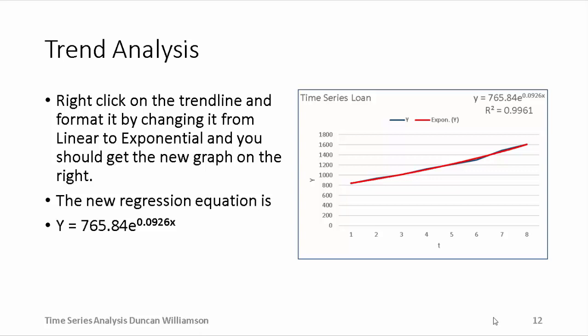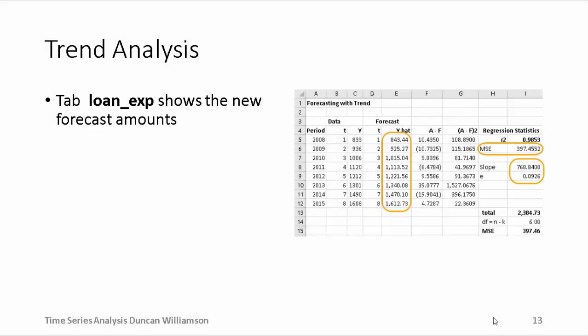The new regression equation is y equals 765.84 times e to the power of 0.0926 times x. The lone EXP tab shows the new forecast amounts. Take some time to study them. And do look at the supporting regression statistics too.